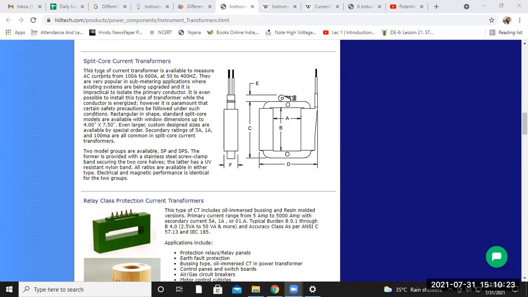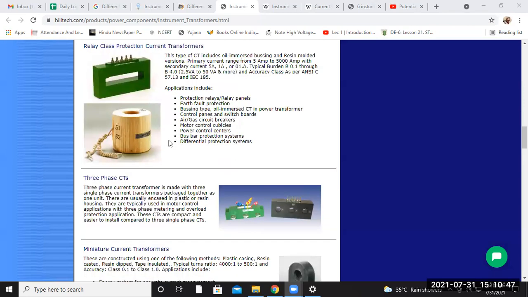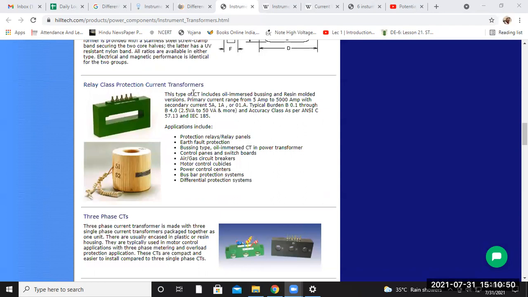Normally, the range in which this current transformer is used is AC current of 100 ampere to 600 ampere at a frequency of 50 hertz to 400 hertz. Normally, the two models of this split core CT are given as SP and SPS. Then there is the relay class protection current transformer. This type of transformer is mainly used to protect the relay from higher values of voltage. So here you can see the application of this type of transformer.